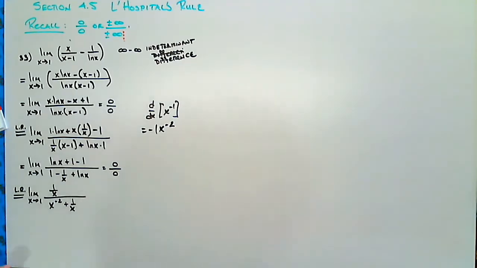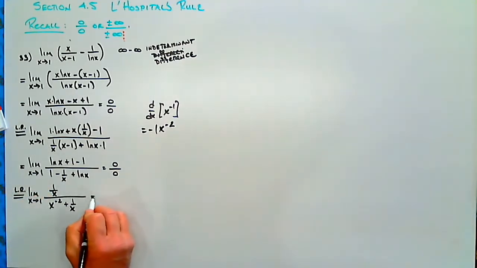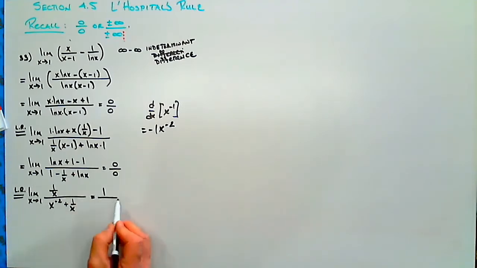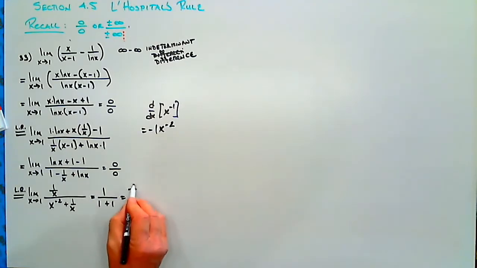Now we plug in 1 again. 1 divided by 1 gets us 1. All right, well, we're done with L'Hopital's rule because we don't have 0 divided by 0 or infinity divided by infinity. What is 1 to the negative 2? 1 to the negative 2 is 1. And then 1 divided by 1 is 1. And so the answer is 1/2.